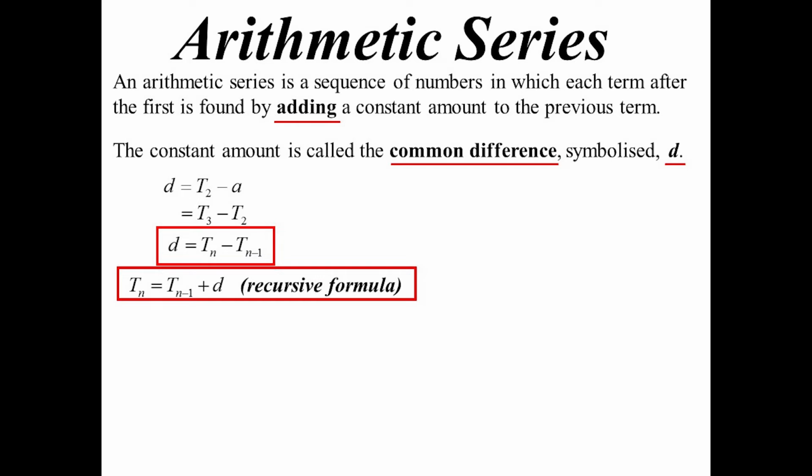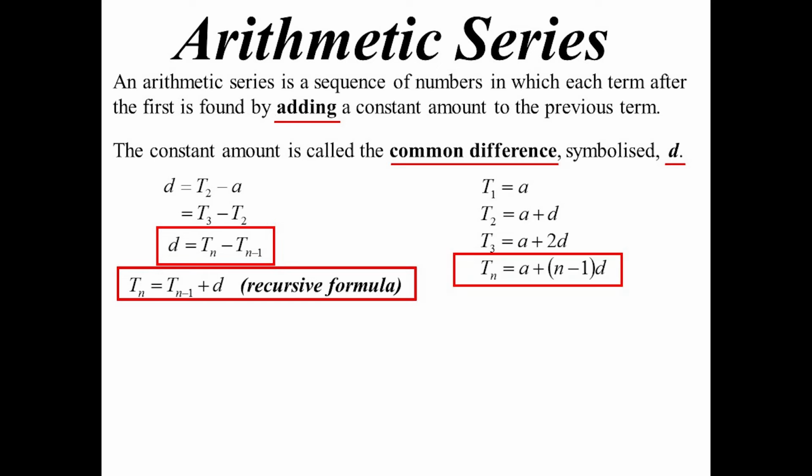Okay, so let's create our general formula. First term is a, second term is a plus d, third term is a plus 2d. Pretty soon we see the pattern that any particular term will be a plus n minus 1 lots of differences. And so there's our general term formula.